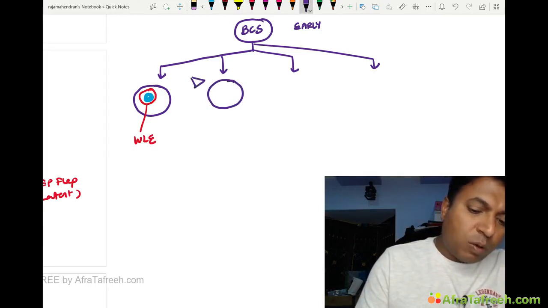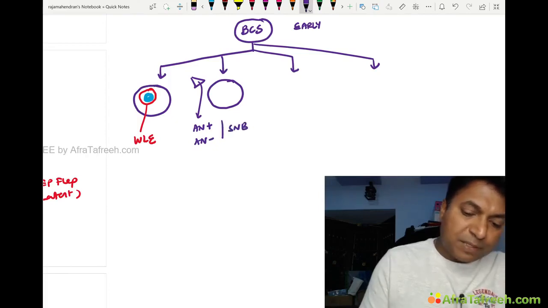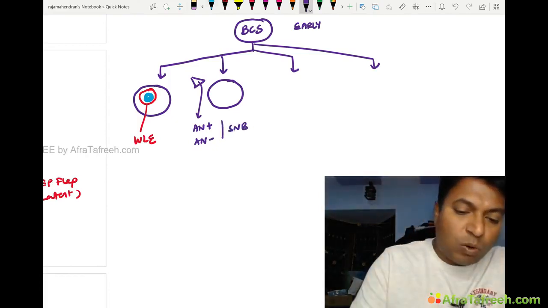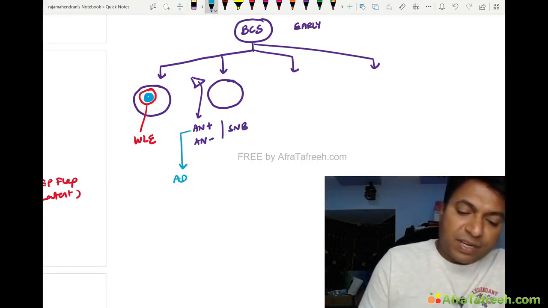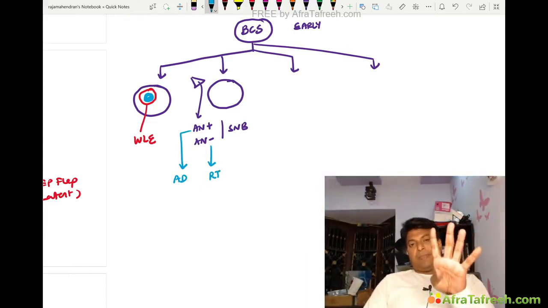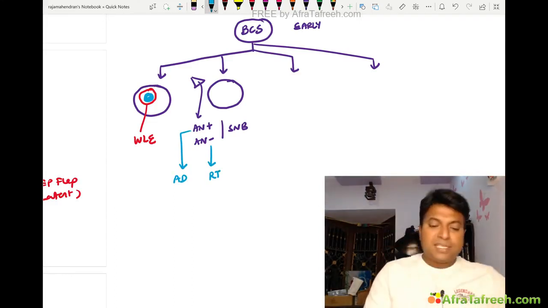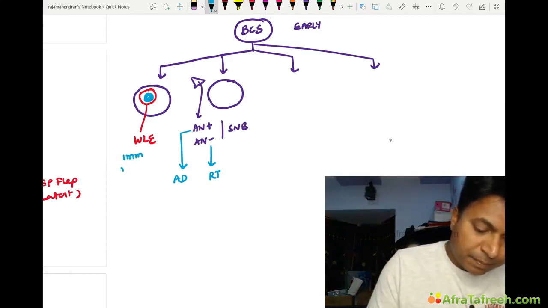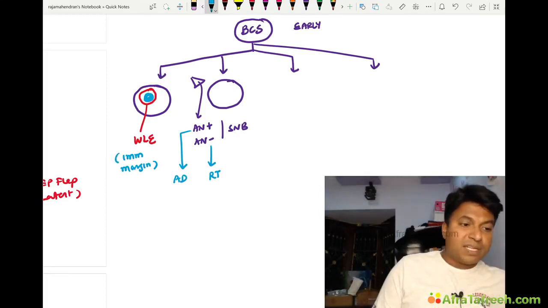Number 2, I should know about the axilla, whether the axillary node is positive or negative. I should know by doing a sentinel node biopsy. If the axillary node is positive, I should go for axillary dissection. If it is negative, I should go for radiotherapy to the axilla. So please remember, breast conservative surgery includes 4 points. Point number 1, I should do a wide local excision of the tumor. What is the margin? A 1 mm margin or a negative margin. A 1 mm minimum margin is needed.